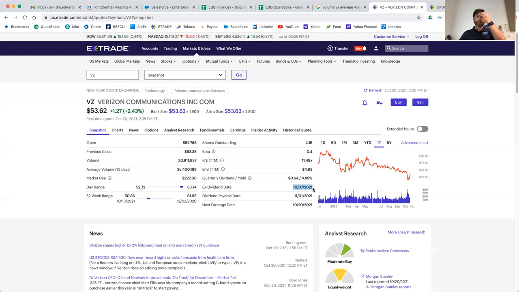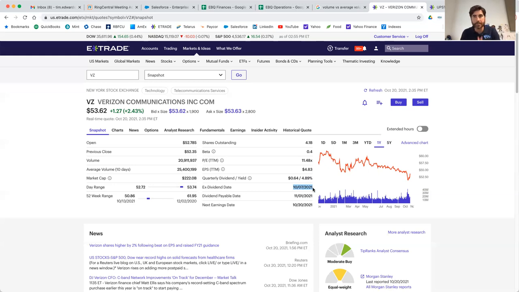So whoever owns it on the 7th, whoever is the owner on record, they get paid the dividend. What that also means, though, is if you own it on the 7th, but then you sell it on the 9th, you still get the dividend. And there's a lot of people who try to play that kind of time frame. We can talk about that in a later video.